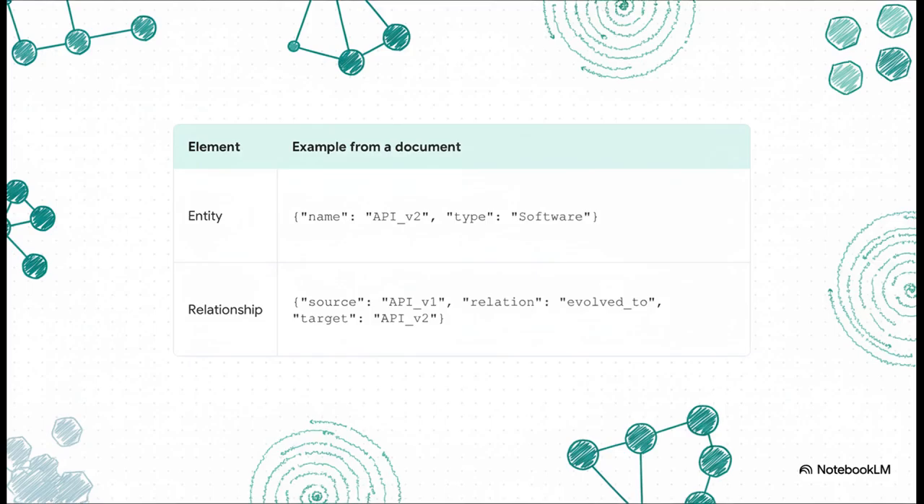And this is a perfect little snapshot of what that LLM is looking for. It's not just finding a thing like API v2. It's finding that critical piece of context, the relationship, the fact that API version 1 evolves to version 2. That single link tells a story that would be completely lost in a normal text search.